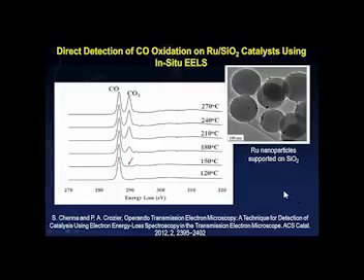Using EELS, one can also detect in situ the oxidation of carbon monoxide to carbon dioxide by monitoring the emergence of the carbon pi star peak, which is associated with CO2, at increasing temperatures. As you can see, at higher temperatures, the reaction occurs faster, and therefore there is this higher intensity of the carbon pi star peak associated with CO2.